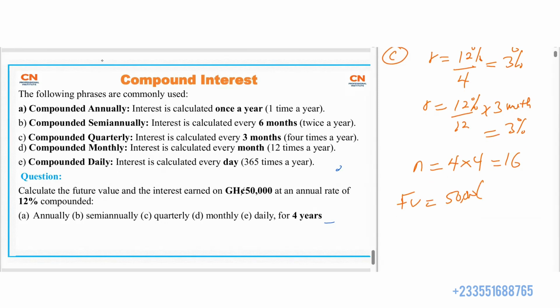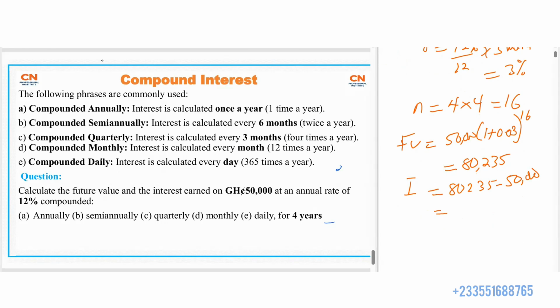So the future value will be equal to 50,000 into bracket 1 plus 3%, 0.03, raised to the power 16, and I'm getting 80,235. So the interest will be the difference between the 80,235 and the 50,000. That'll be the compound interest, and this should give us 30,235 Ghana cedis. So this is the interest.